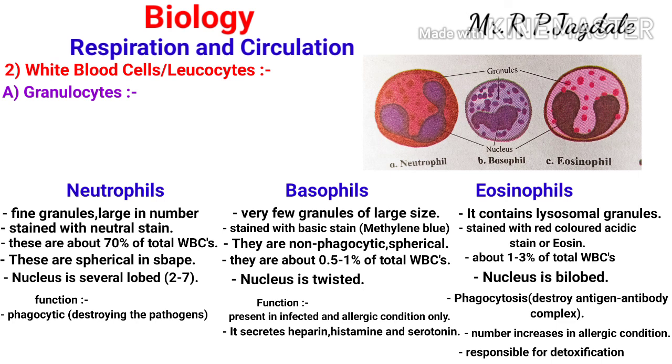So the function of neutrophils: they are mostly phagocytic. Basophils are present only in infected and allergic conditions, and they secrete heparin, histamine and serotonin. And eosinophils are phagocytic in nature, and only in allergic conditions does their number increase. They show antihistaminic property, and they are also responsible for detoxification.